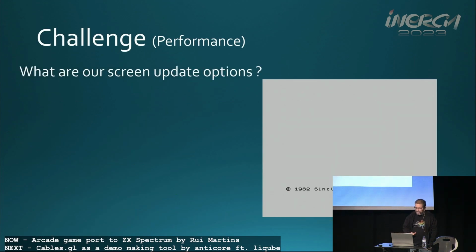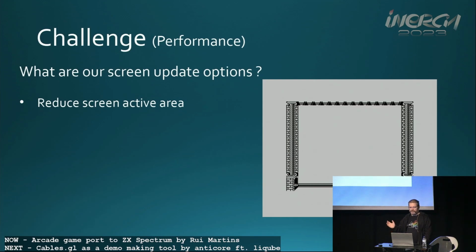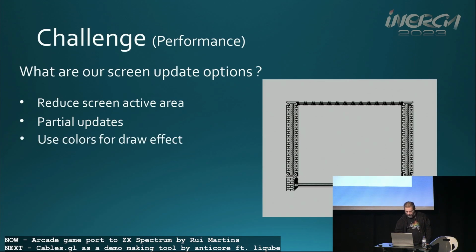So what are our screen update options? The obvious one is we need to reduce screen area. If we pre-draw something and then only draw a part of the screen, we'll get for sure some bandwidth saving on the CPU. The other thing we can do is partial updates. Partial updates is like just updating the player instead of the entire screen. You just move that special zone and update only the area around it. And then you can also use another trick that can be done on the Speccy, which is colors for draw effect.